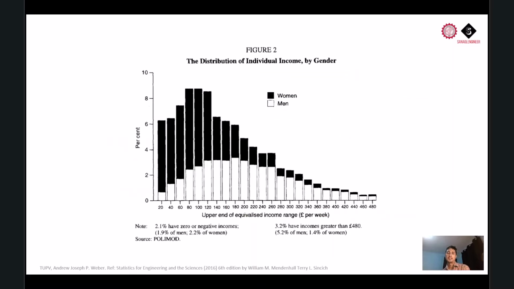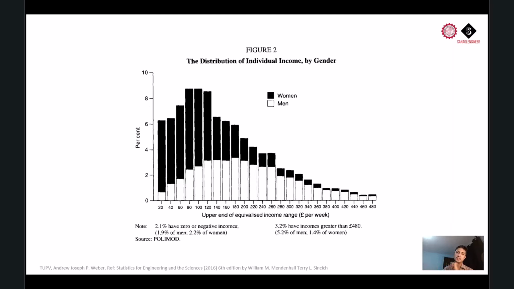For the sake of illustration, what you can see here is the distribution of individual income by gender. We have a distribution for women and we have a distribution for men. Not only can you derive the average for men and women, but you have the whole picture. The first thing we can observe is that the shape of the distribution, both for men and women, is skewed to the right.